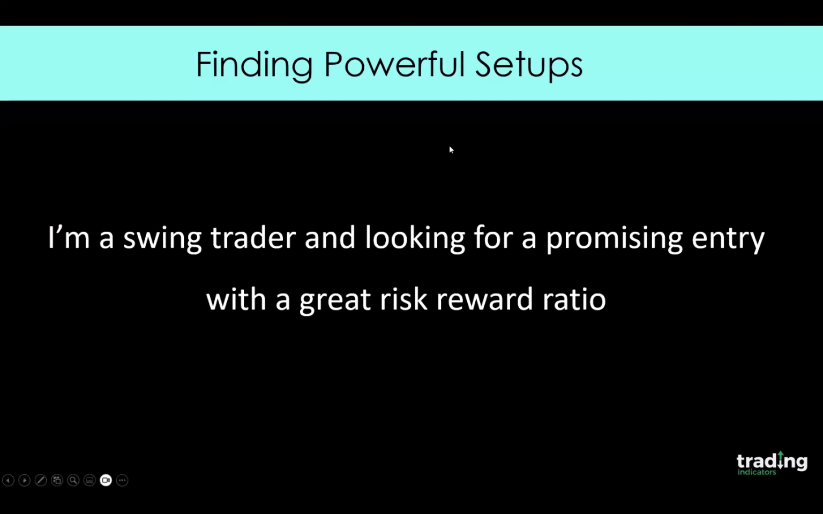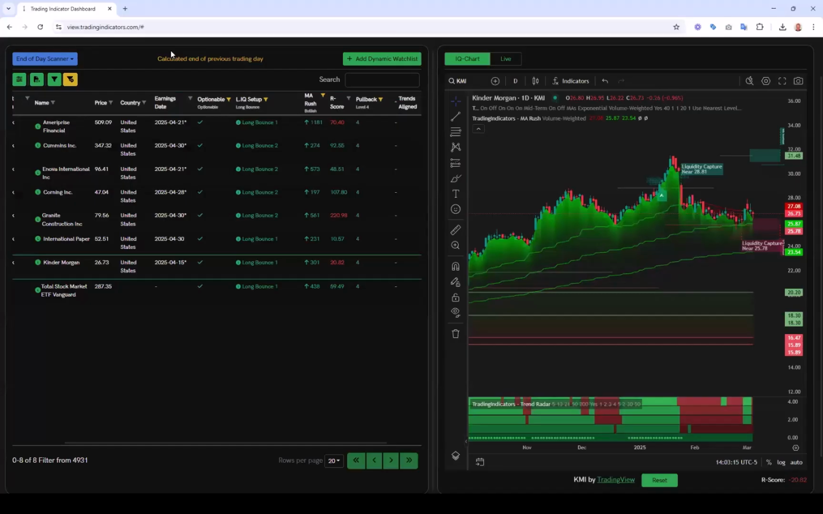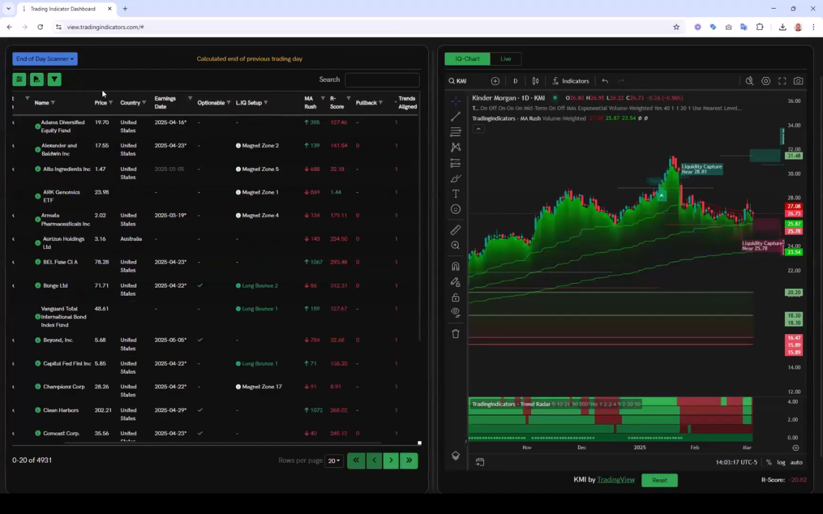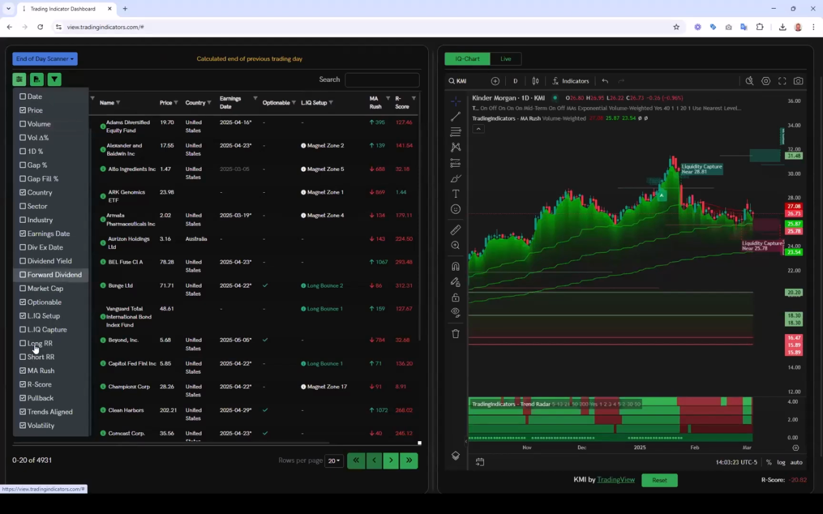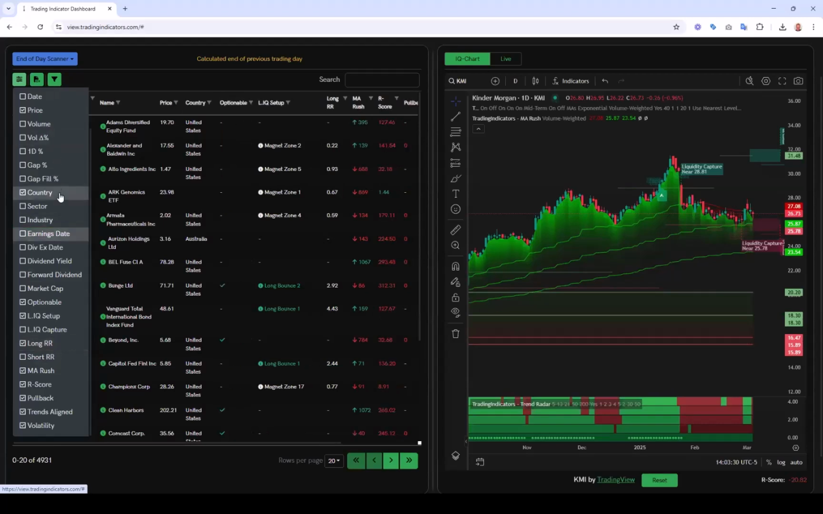So one more time, back to our dashboard. I clear up all the criteria here. And the first thing we're going to bring in is reward risk. So we have a column for this one, long reward risk. That's what we want to focus on. Perfect. And let me just quickly take off earnings. We're not going to need it. And maybe country as well.